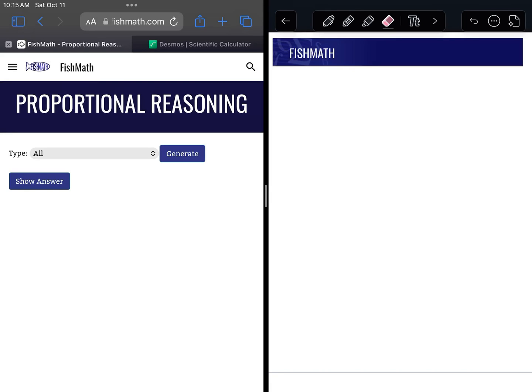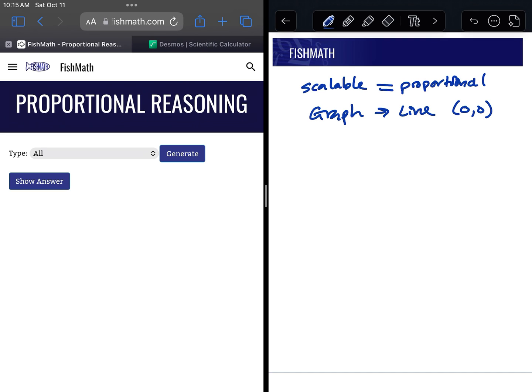So a proportional relationship looks like a couple different things. If we have a table, we're looking for something scalable. When I say proportional, I want you to think scalable, meaning if we double the x's, the y should also double. And if we're looking at a graph, we're looking for a line that goes through (0, 0). It's got to have both parts.